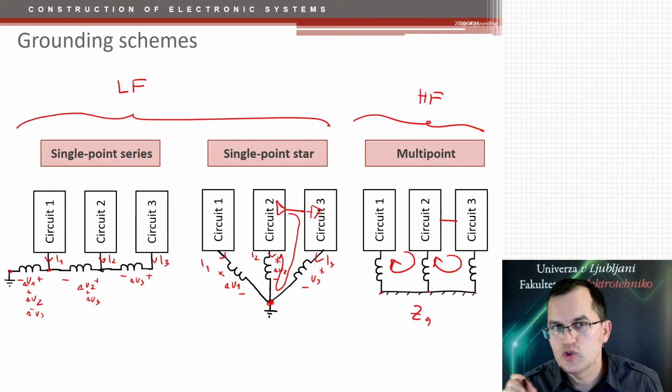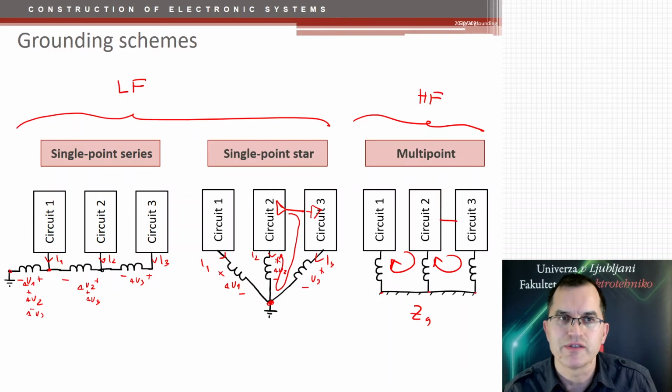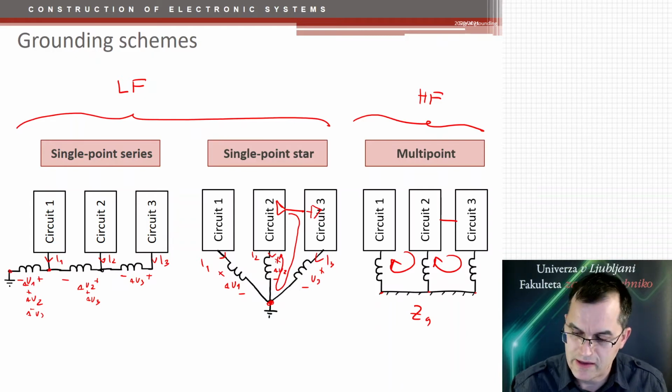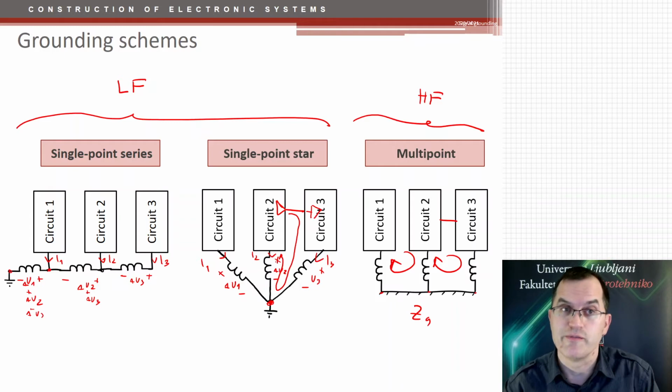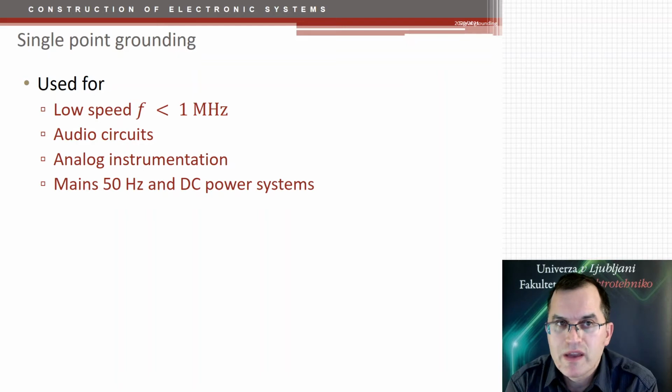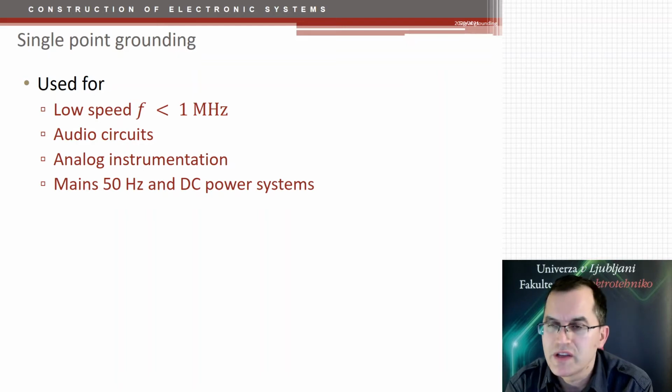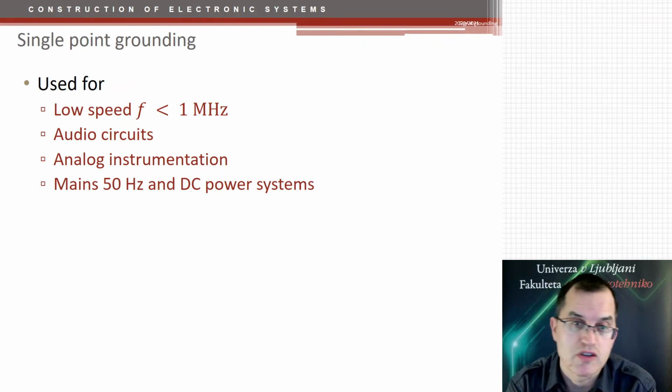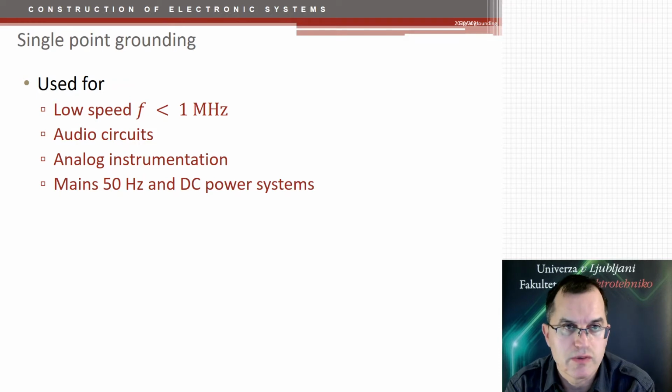And we talked a lot about the high frequency grounding already, about the return currents, about signal integrity, about all that. But we did not talk about ground separation and single point connections. And this is what we will do in the next few tens of minutes. So single point grounding is used for low speed circuits below megahertz, even some say below 100 kilohertz. So more or less for audio circuits and for analog instrumentation, our mains power systems, which are of course low frequency systems. Why about analog instrumentation?